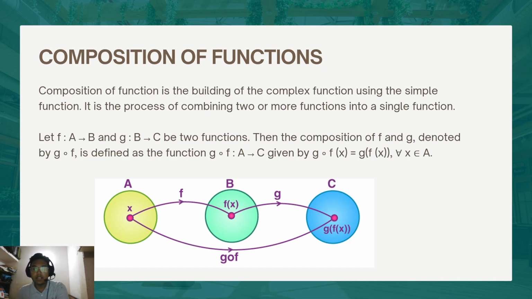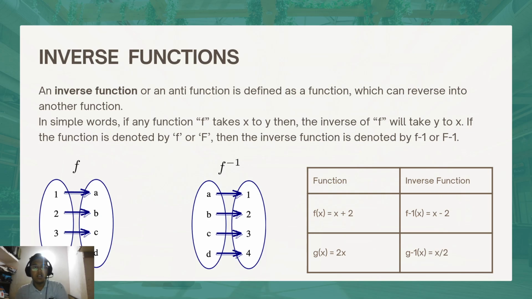So this is one example, right? Here it is written as g∘f, which gives g(f(x)) like this, for all x belonging to A. So we can see now the inverse function. Okay, how does this inverse function work?